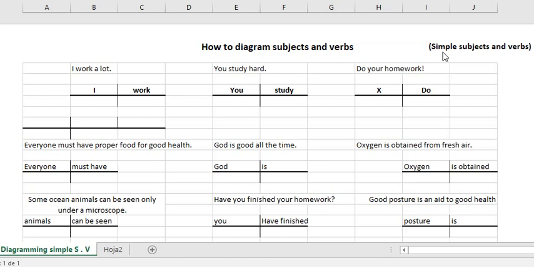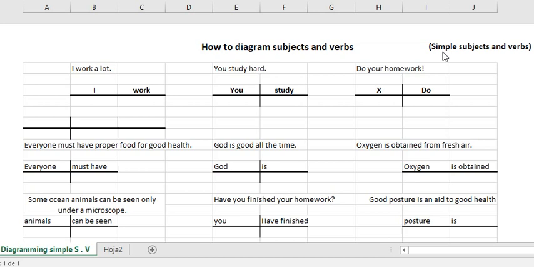But before learning this, we have to know what a simple subject is. A simple subject is when we have just one doer for the action. When we are talking about just one thing, we could be talking about animals. That's plural. But we have just one thing to talk about, just animal. If we have animals and we have cars, that's going to be a compound subject, two things to talk about.